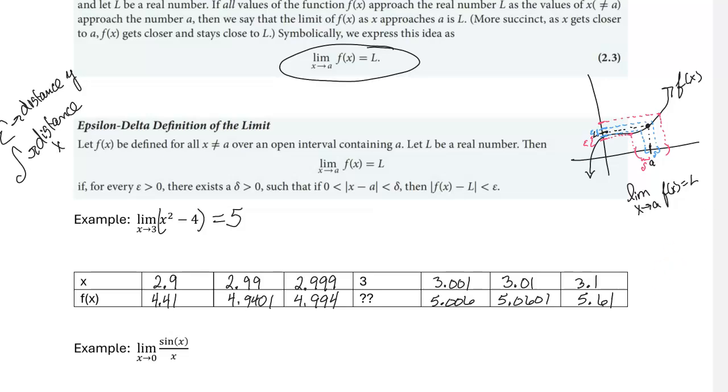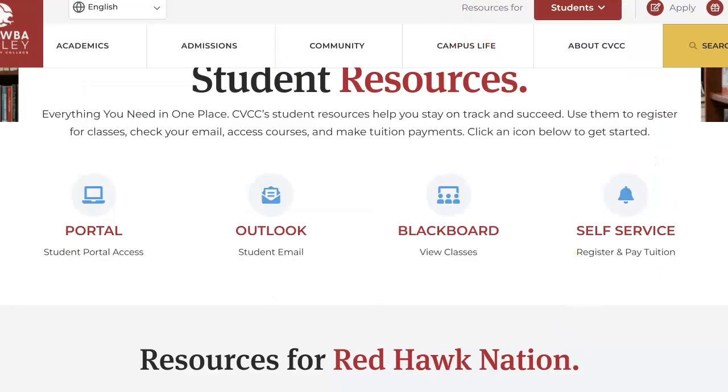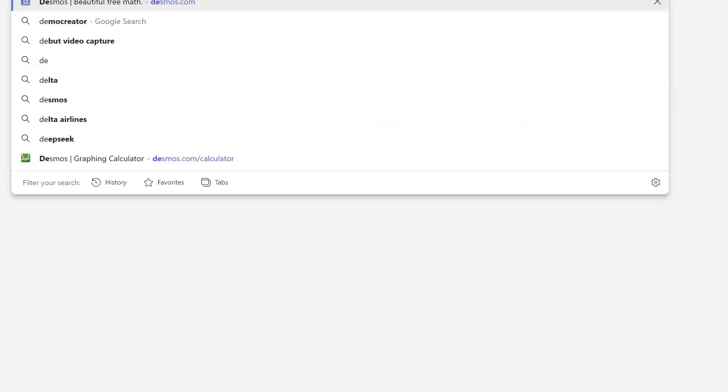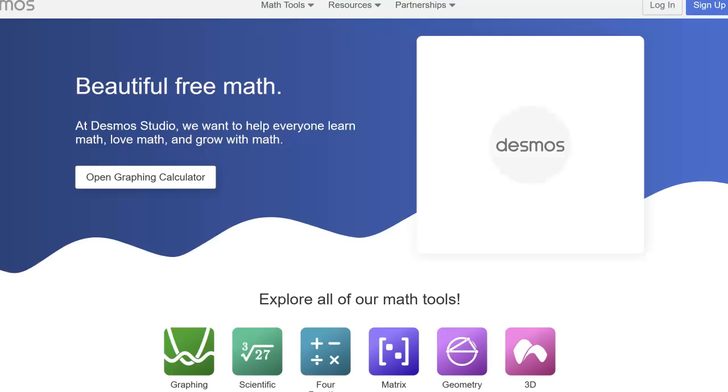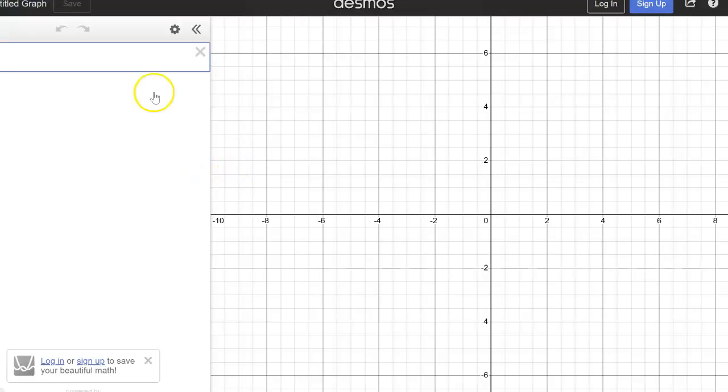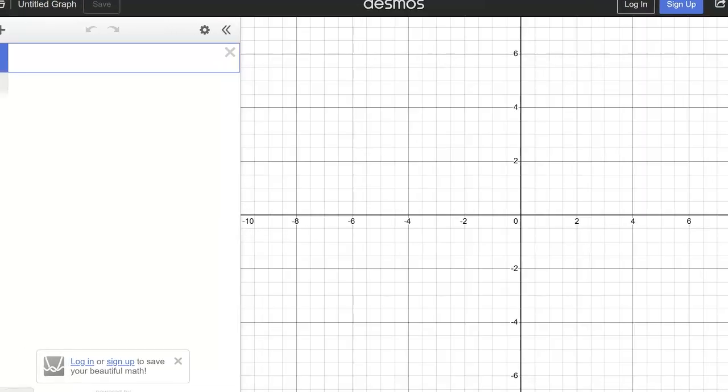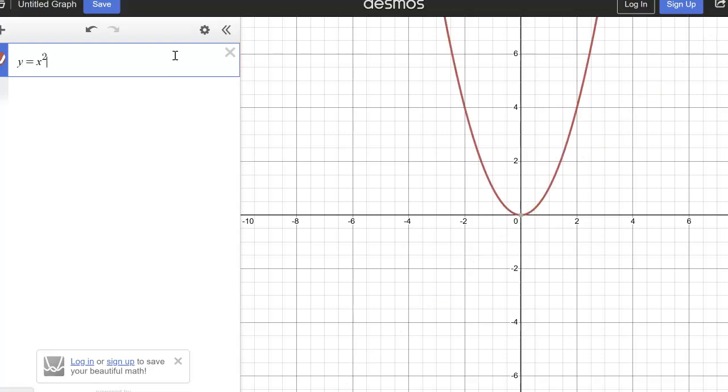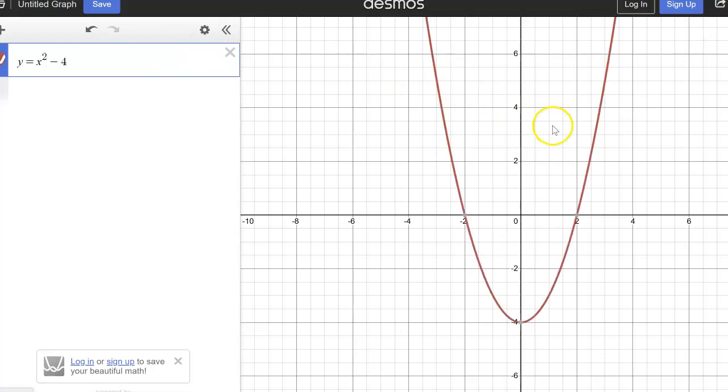Now let's graph this in Desmos. In Desmos, we're looking at the function y equals x squared minus 4. I want to know what happens as I get close to 3.